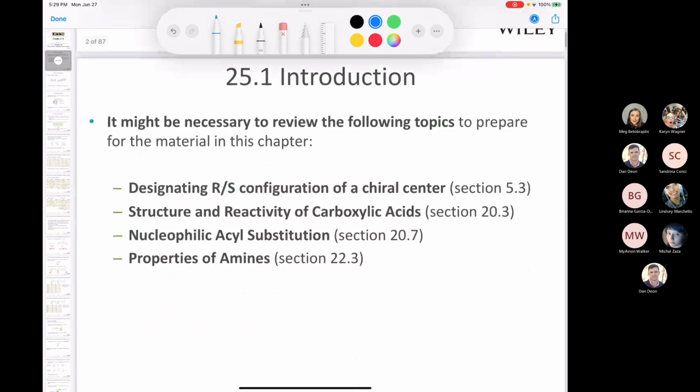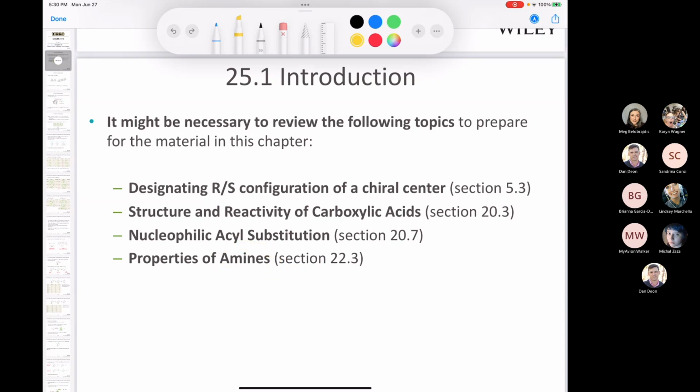But before we do that, it says here that it might be necessary to review a couple of concepts before you start this chapter. First of all, the Cahn-Ingold-Prelog rules, or how to designate the RS configuration to a chiral center. You can look at section 20.3 on carboxylic acids. Just a tiny bit of carboxylic acid chemistry shows up in here, but I'll go over that with you. Nucleophilic acyl substitution, that's also from chapter 20, and again, I'll cover that with you as well. And then the properties of amines, well, we just finished the amines chapter a few days ago, so that should be pretty fresh in your mind.